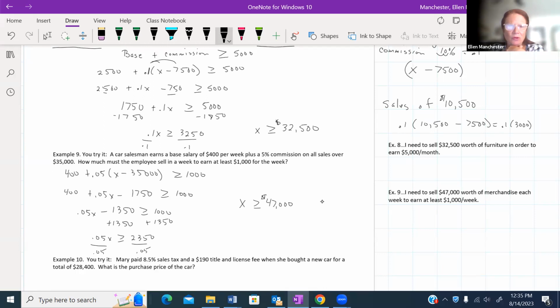Then we distribute the 0.05 through, we add our like terms, so we get 0.05x minus 1,350 is greater than or equal to 1,000. So we're going to add 1,350 to both sides. So 0.05x is greater than or equal to 2,350, divided by 0.05. So you get x is greater than or equal to $47,000. To interpret, I need to sell $47,000 worth of merchandise each week to earn at least $1,000 a week. So you have to be a very good salesman to get these right.